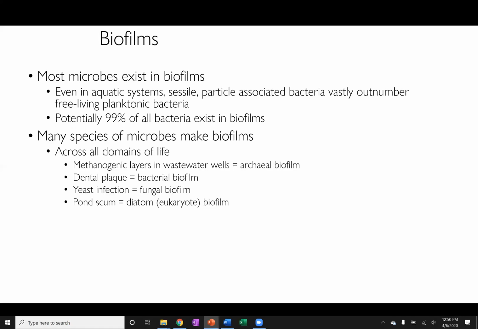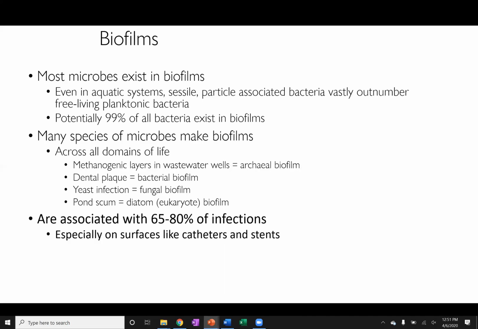Many species of microbes do make biofilms. They exist across the domains of life. We know they exist in archaea. We know they are found for bacteria. We know that when people have yeast infections, they're fungal biofilms. And we also know that pond scum is a eukaryotic biofilm. The clinically important thing is that microbes in biofilms are associated with 60 to 80% of all infections. They're particularly important when we're thinking about surfaces like catheters and stents embedded in patients. Also, respirators. Fun fact if you've been following any of the stuff about COVID-19.